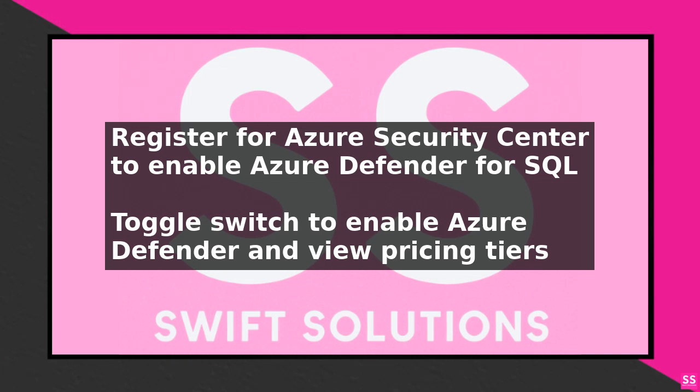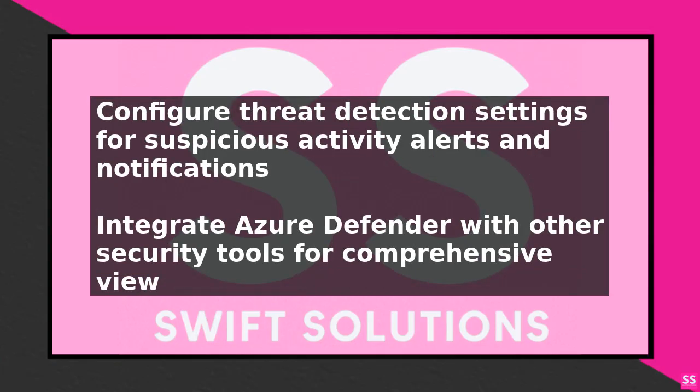After enabling Azure Defender, configure the threat detection settings. You can set up alerts and notifications for suspicious activity, such as SQL injection attacks or unusual database access patterns. You can also integrate Azure Defender with other security tools, such as Azure Sentinel, to get a comprehensive view of your security posture. It is essential to regularly review and update your Azure Defender settings to ensure you are getting the most out of this service.